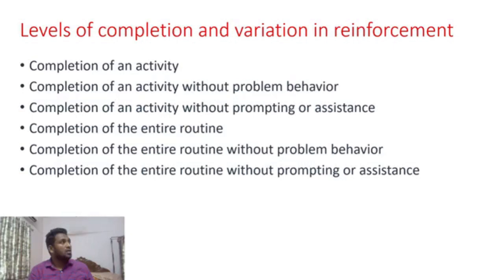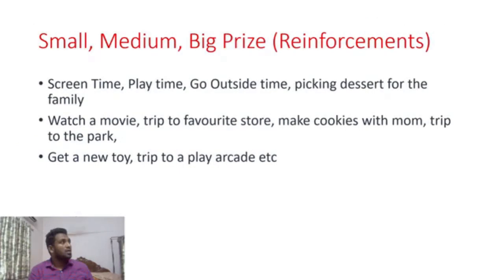So as you see in these different types, with problem or without problem, without prompting or with prompting, depending on that your prize also can be small, medium, or big. Okay, a small prize can be 2 minutes of screen time. The child can see some 2 minutes video, wheels on the bus or anything like that. And medium reinforcements are like watching a movie or going to a favorite place. And a big prize is more tangible, like getting a new toy, which is more permanent, or going to Disneyland or something like that.